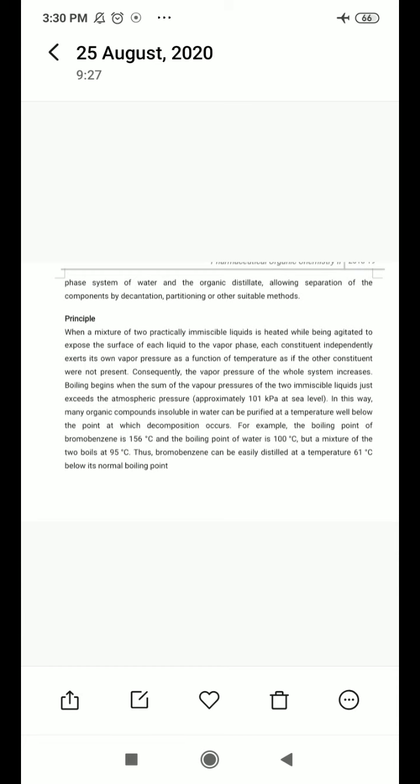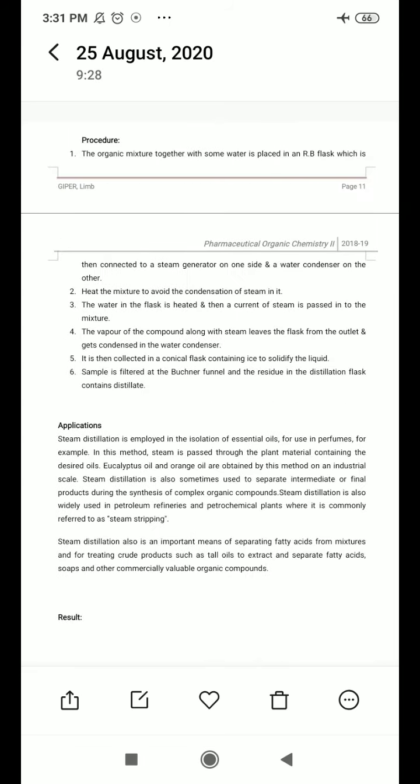Simply, we have to separate the compound at its lesser boiling point. Okay, bromobenzene is easily distilled below its boiling point. Then, what is the procedure?